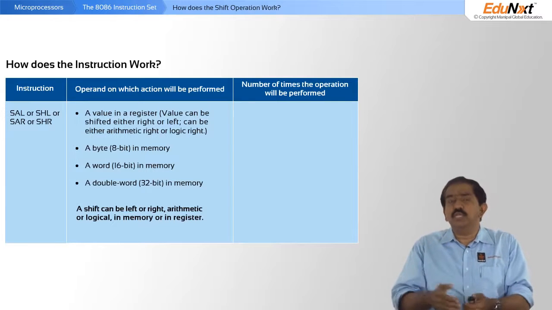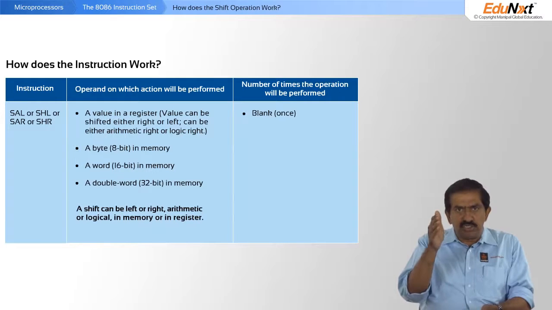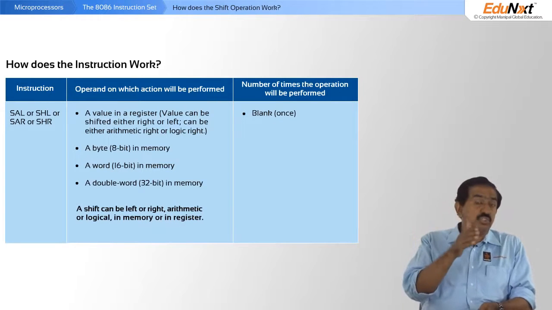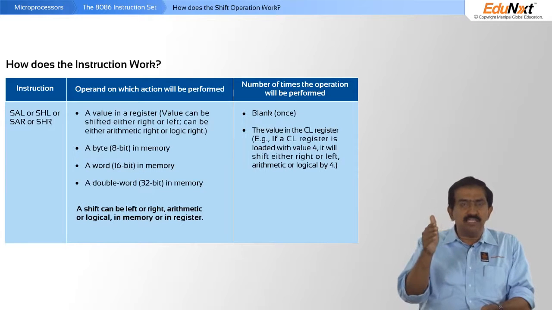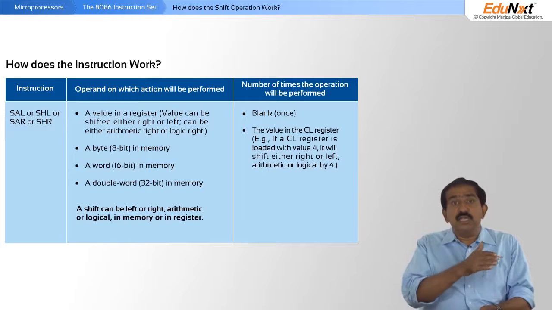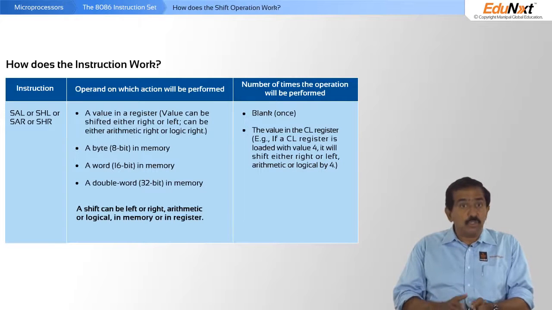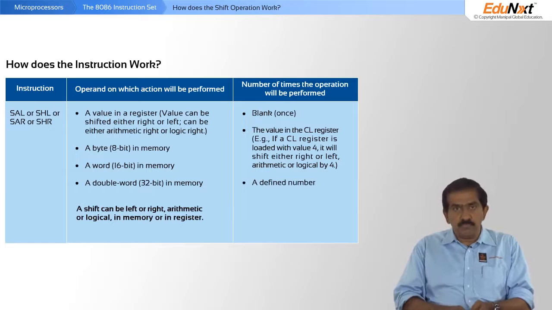How many times can you shift? It's not just one shift. So if there is no instruction, the default condition is 1, so it will shift by 1 bit. But it can also shift by the value in the CL register. So if you load the CL register with the value 4, it will do a shift by 4, either left or right, arithmetic or logical. It can also shift it by a specific number if you define that number. So this is the way this particular instruction works.